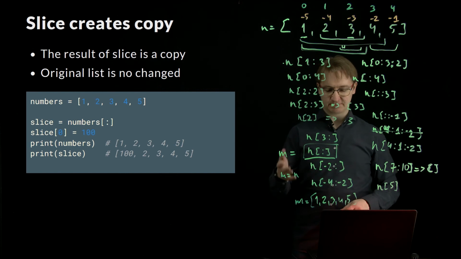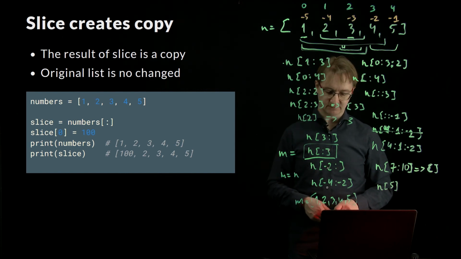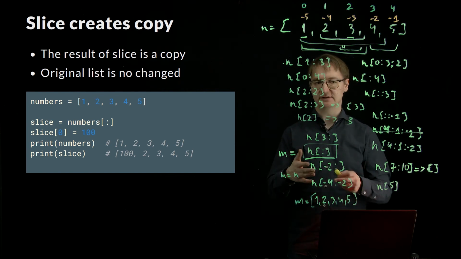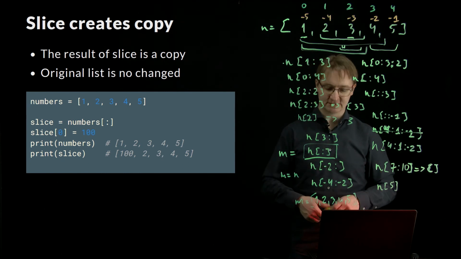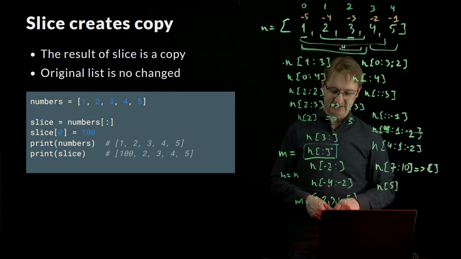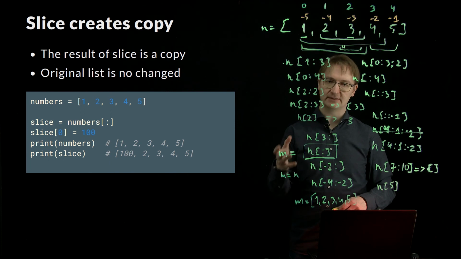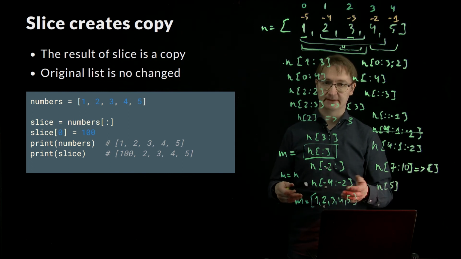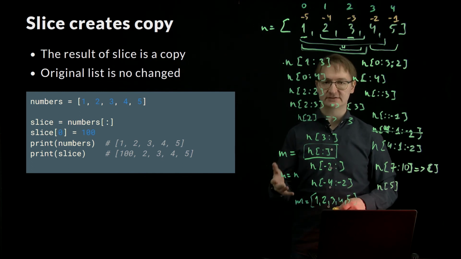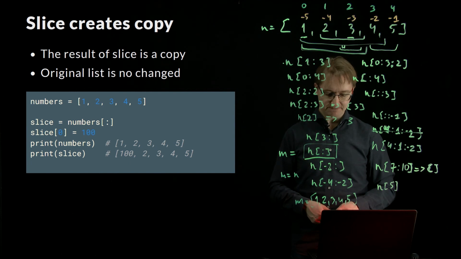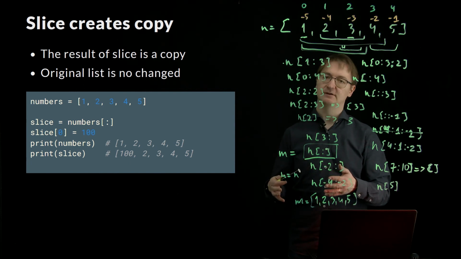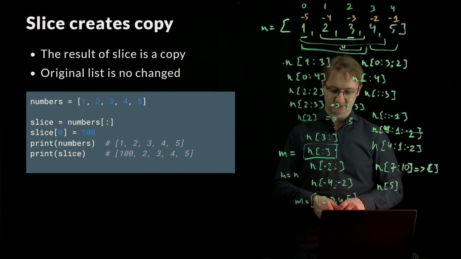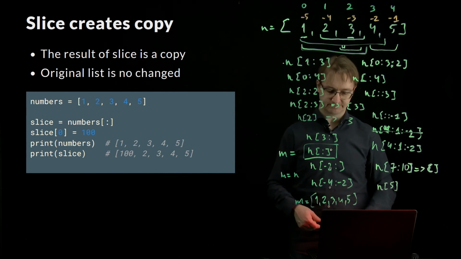So here is an example. If I have a numbers list, I will make a slice, which is basically a slice of everything, or we can say it's a copy of numbers. And if I change the first element of the slice variable, you can see that the numbers variable or the list behind this variable is still the same, but the slice variable points to a different list where the first element is 100.